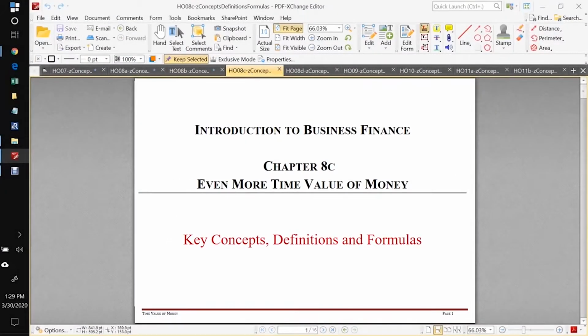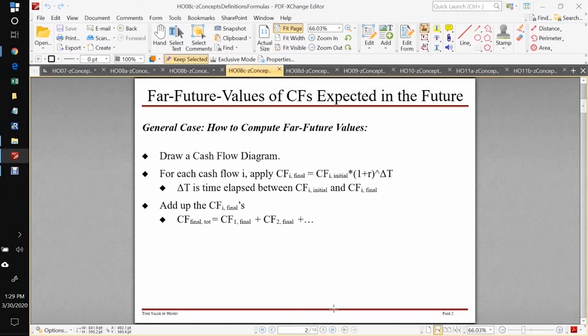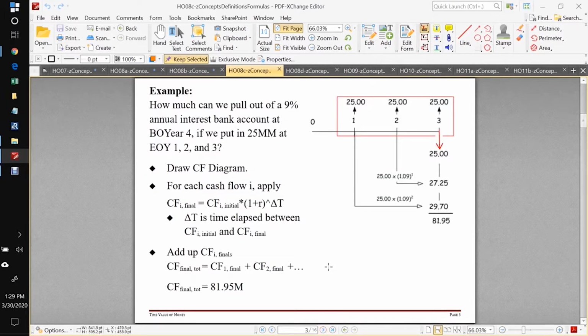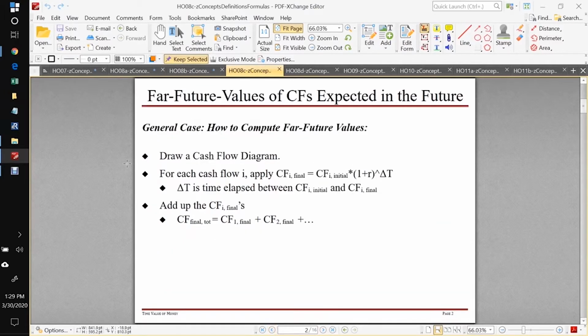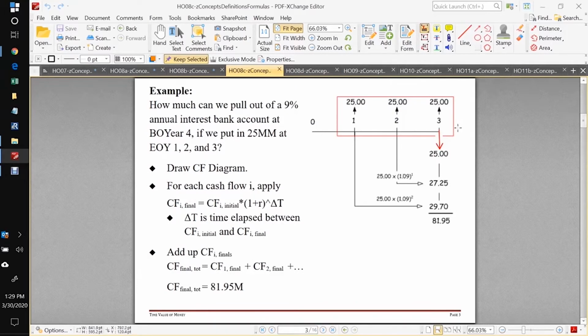Let's go on to 8c. The ideas in 8c were, first of all, we wanted to think about how to compute far future values of cash flows expected in the future. And let me see if I have a cash flow diagram for this. I do. Okay, so this is good. So I'll leave it to you to review the wording here, and I'll just jump into this cash flow diagram.